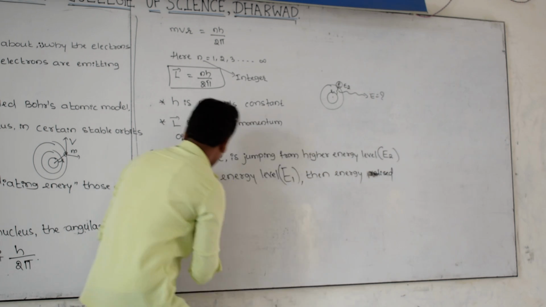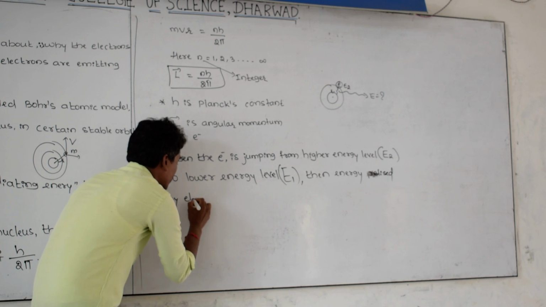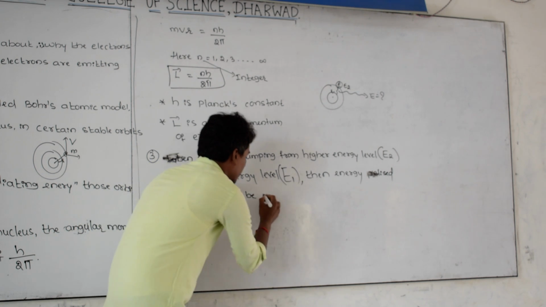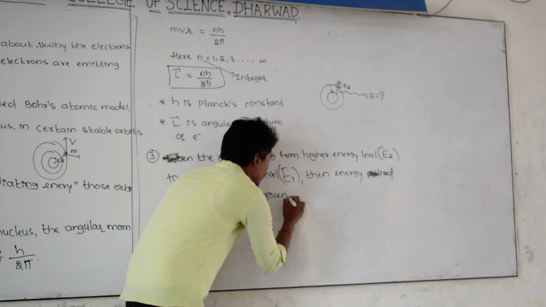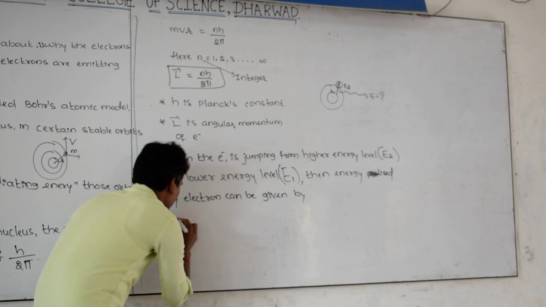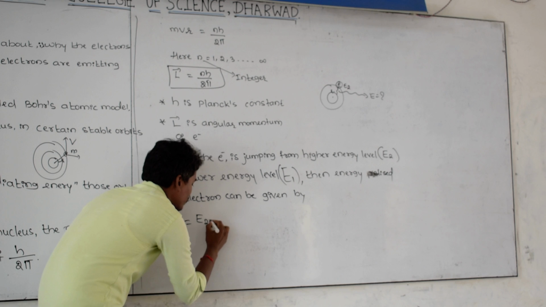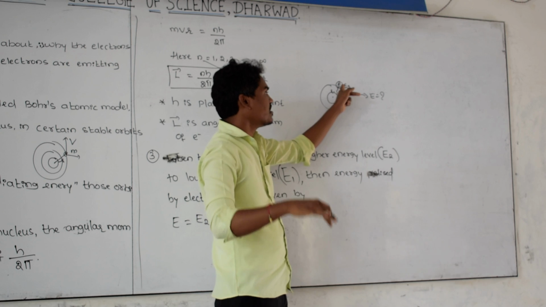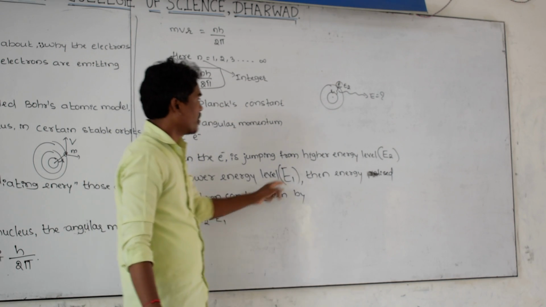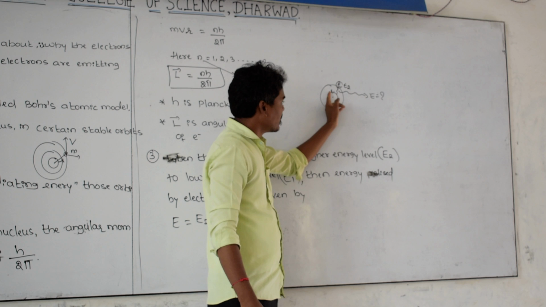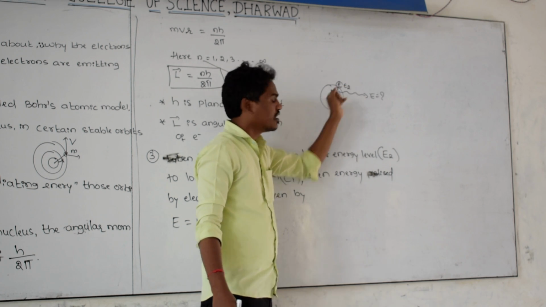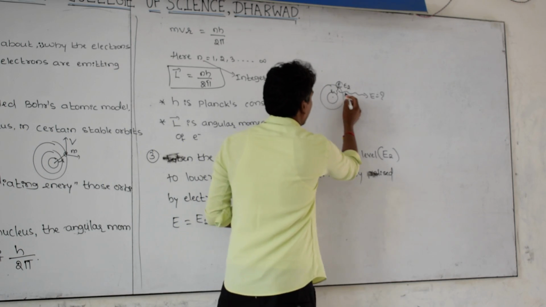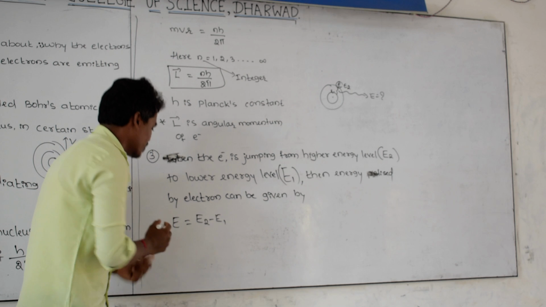Then the energy released by the electron can be calculated by E equals E2 minus E1. Whenever the electron is in the second orbit, what is the energy it has? That value. And whenever it is in orbit one, how much energy does it have in that orbit? That value. If you take the difference between those two, you get how much energy is released. That is the difference of these two energy levels.